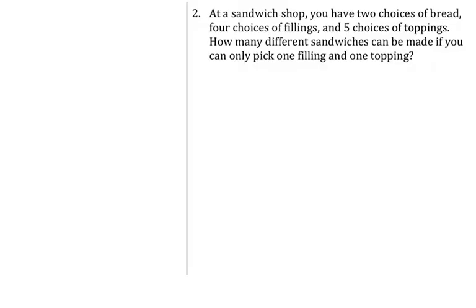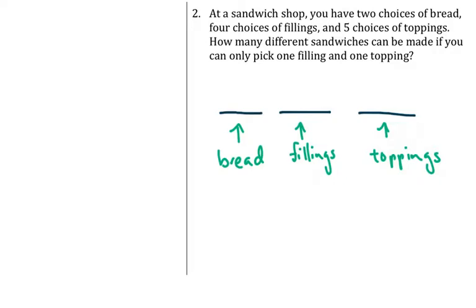If we're looking at something that's not digits, here we've got a sandwich shop where there's 2 choices of bread, 4 choices of fillings, and 5 choices of toppings. How many different sandwiches can be made if you pick 1 filling and 1 topping? It's the same idea. In this case, you've got 3 types: bread, fillings, and toppings. For each of these at this store, we have a different number of outcomes possible, unlike the digits where they were all the same type.